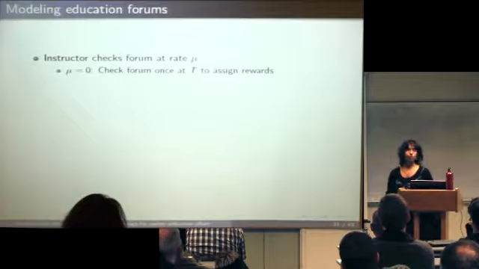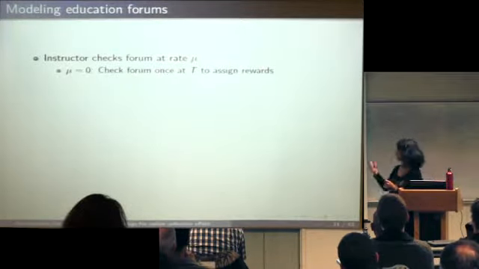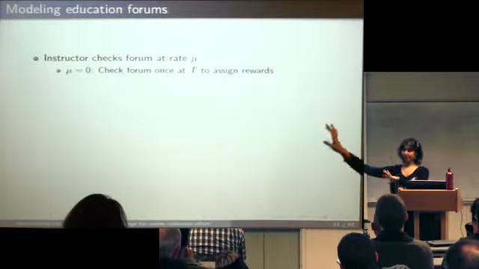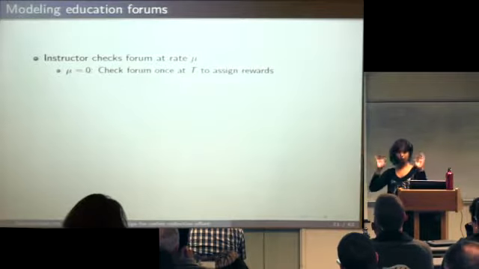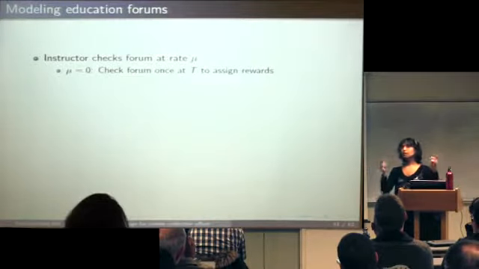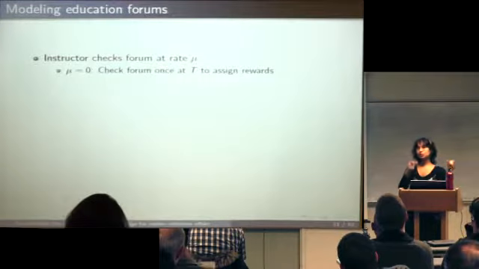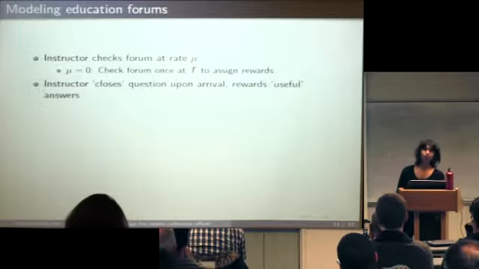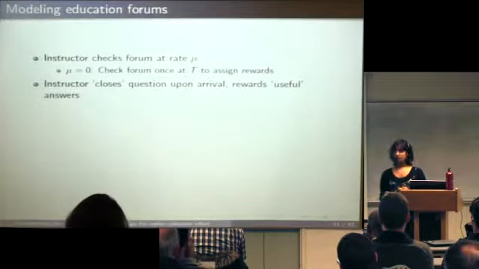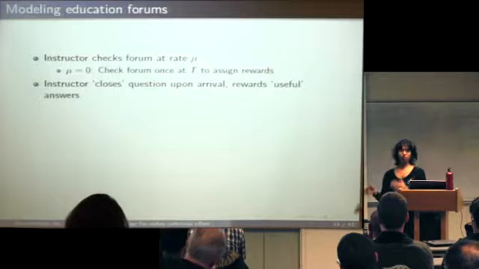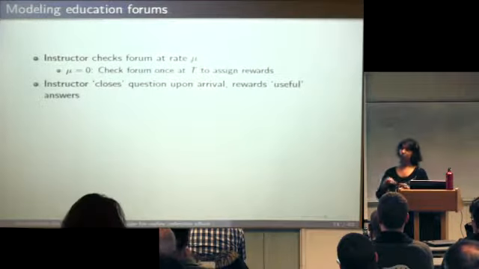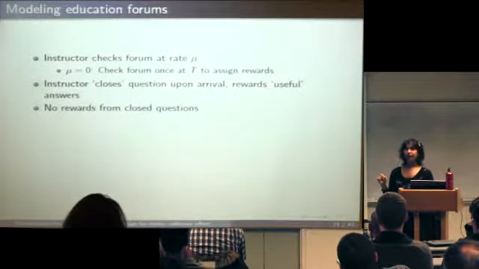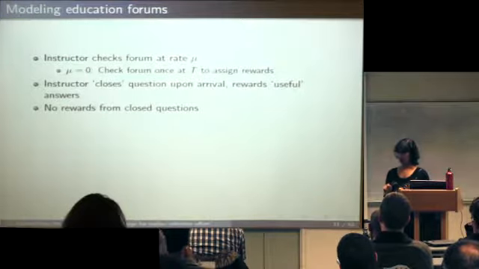Okay. So the instructor also checks the forum with some Poisson rate, and the rate mu equal to 0 for the instructor is going to mean that he's going to check the forum once at the end and give out rewards. Of course, Poisson variables with rate 0 make no sense. So rate 0 for students is going to represent the fact that they decide to do nothing on this forum. They never show up. So when the instructor comes in, she is going to close the question upon arrival, and she is going to reward useful answers, and there are going to be no further rewards from closed questions.